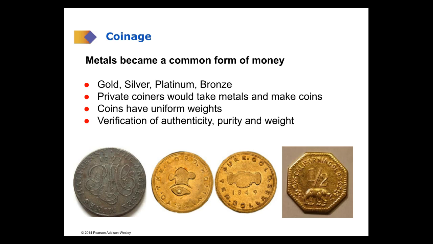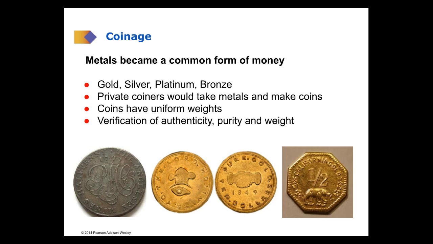And you can trade them in their crude form. There were also private coiners who would take metals and make coins out of them. They would make them so they had uniform weights, and they would stamp on them the weight that they had. And they would also provide some verification of authenticity, of purity, and of weight. They could verify, yes, this was gold. It's 24 karat gold, and it weighs 1 ounce, something like that. And they could stamp that on the coin, so the person who receives the coin would know that it was verified, and it is what the person says it was.